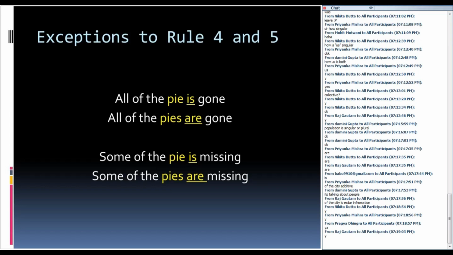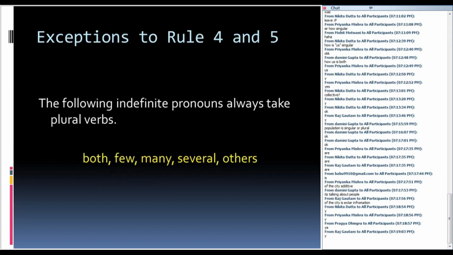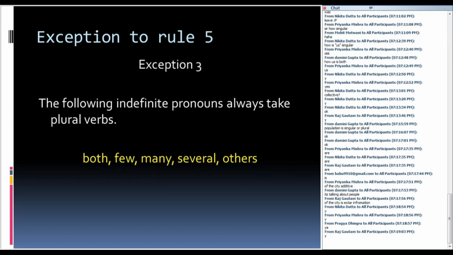There is a third exception to rule 4 and 5. The third exception is there are 5 indefinite pronouns which will always be plural. What are these 5 indefinite pronouns? Both, few, many, several, and others. These are 5 that will always be plural.